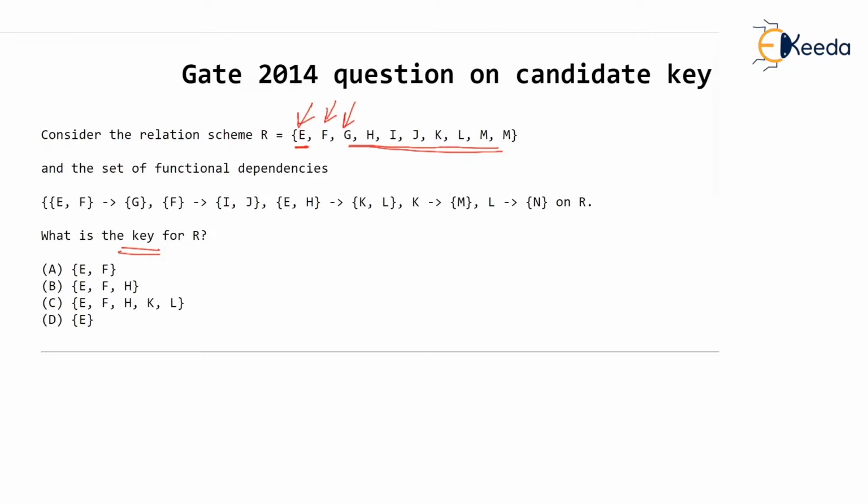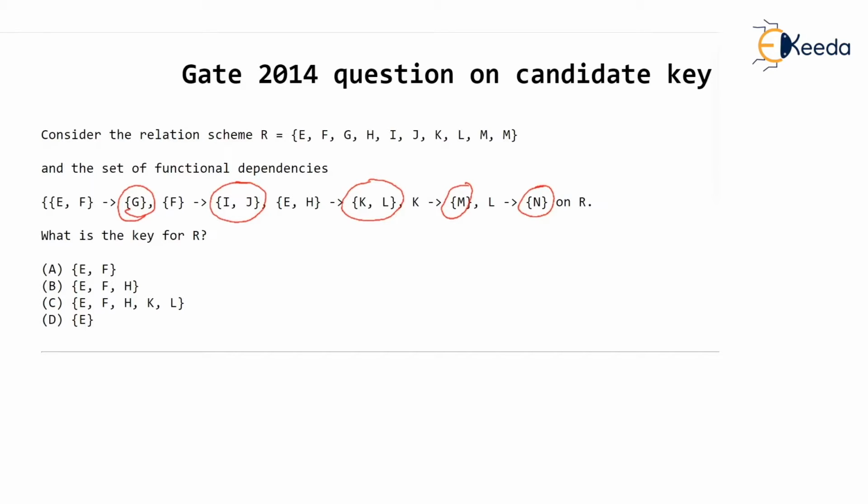So here is the trick actually. What you do, you see all the functional dependencies, okay? And you see the right side of all the functional dependencies. Just watch the right side of all the functional dependencies. I'm just marking it. Here we go.